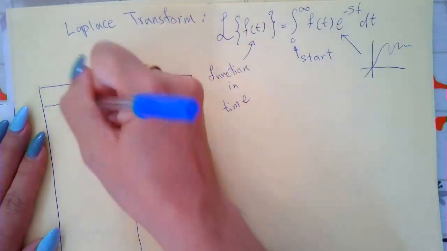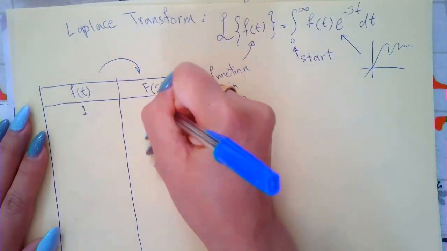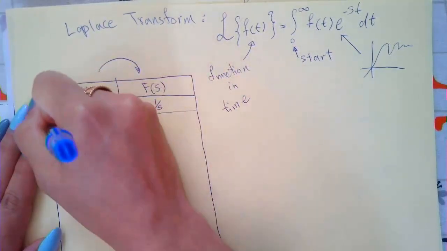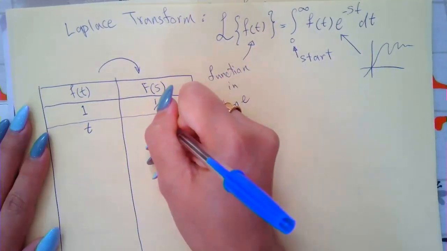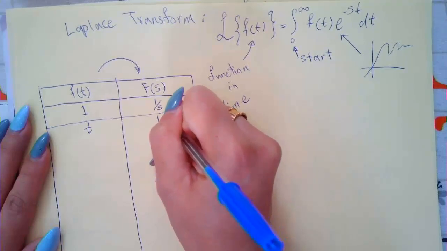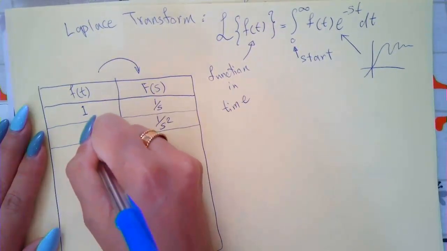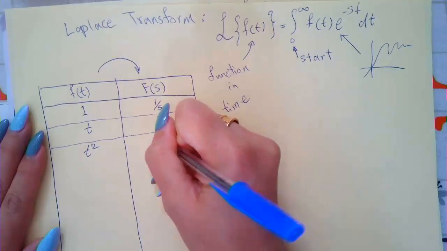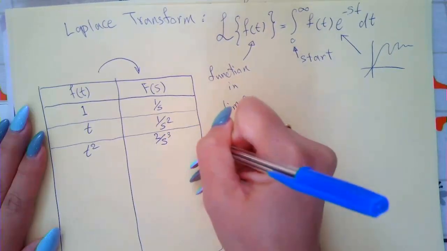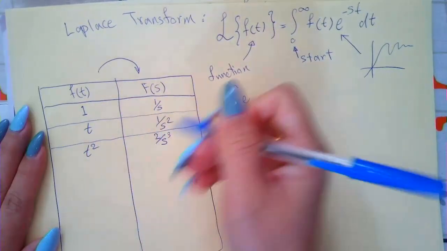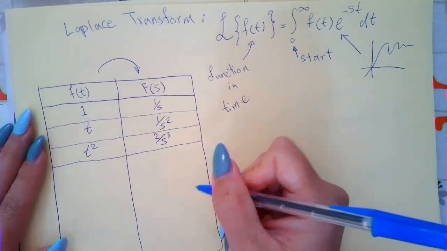So one typical example is just 1. This 1 is going to be converted to 1 over s. Next simple f of t is t itself, and that will be transformed to 1 over s squared. And we can have t squared, and then we can have 2 over s to the power of 3. So as you can see, I can increase that to t to the power of n, generic form for that.